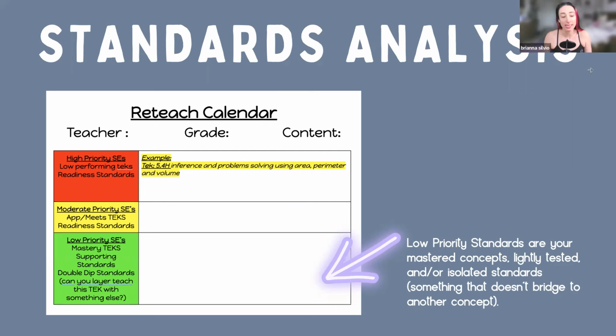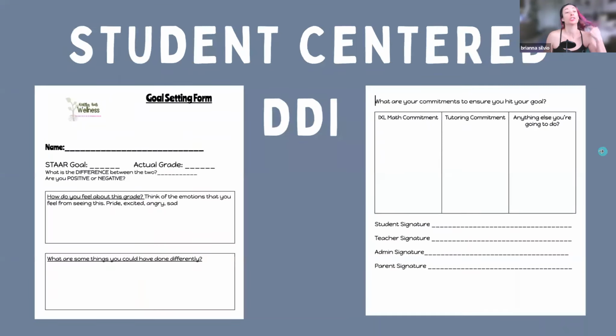So low priority SEs are going to be those things that just are isolated, right? Or that I can layer teach, meaning I can hit addition when I also do perimeter. So addition can actually go in the low priority SE, whereas perimeter might go in high priority SE because it takes more critical thinking to do so.